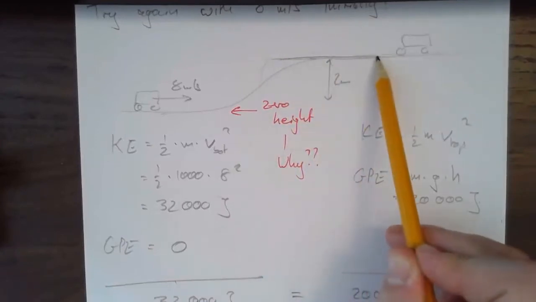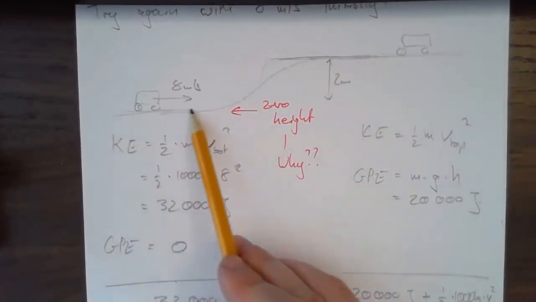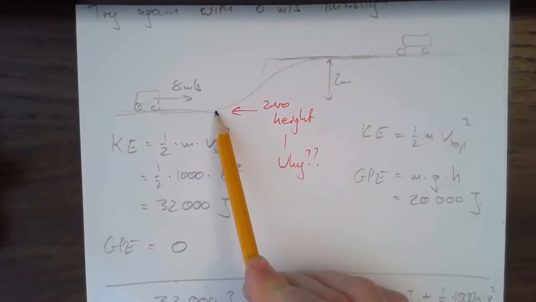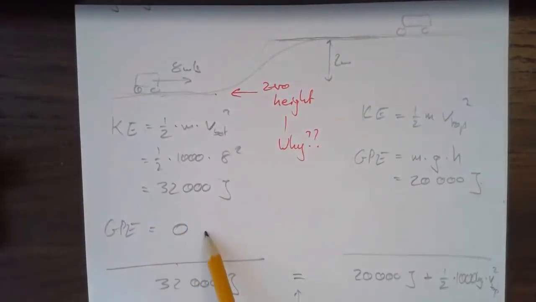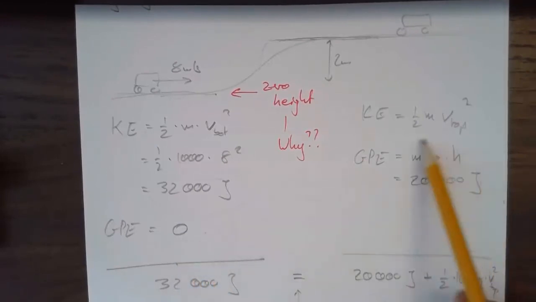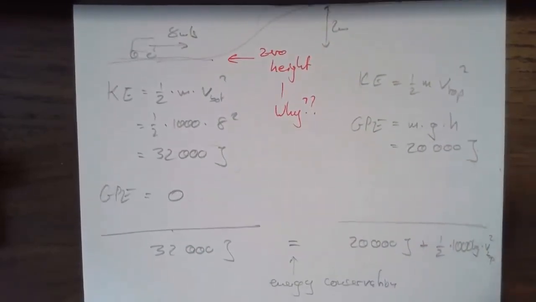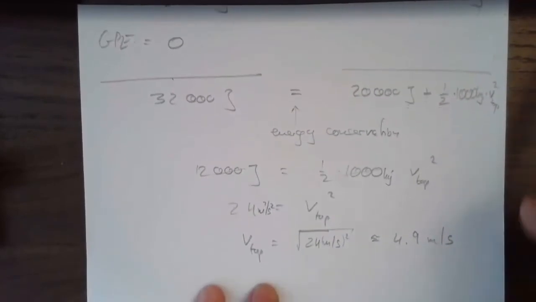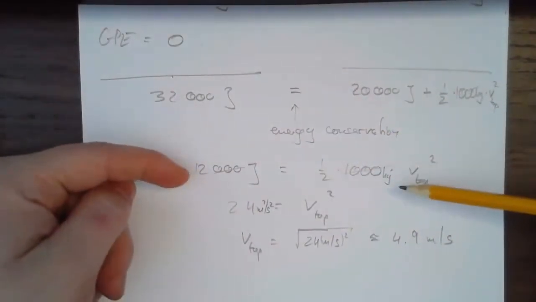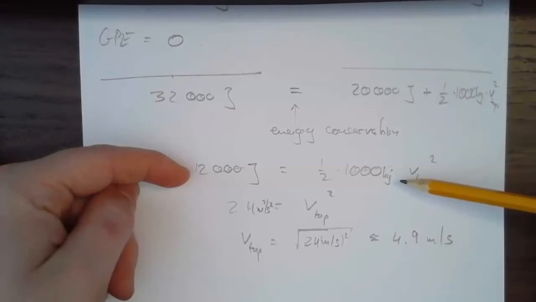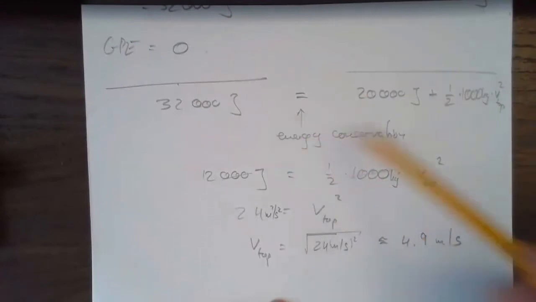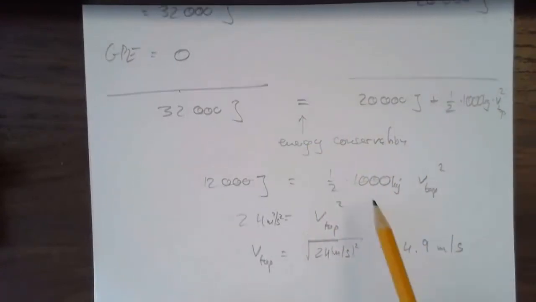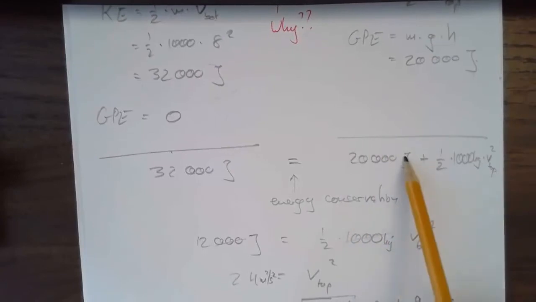If this is 0 height, then down here is minus 2 meters. So this is not 0. This is m times g times minus 2 meters. This, on the other hand, would be 0. What you'll see is that you're going to get exactly the same answer. In a way, you're kind of starting with this line here. It's algebraically equivalent.